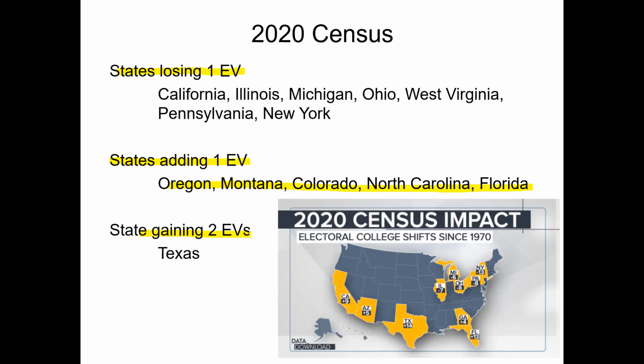And here's the shift showing since 1970. It's fairly clear that there is a population shift from the upper Midwest and Northeast down to the south. You can see the differences there: over the years, New York, since 1970, has lost 13 electoral votes, while Texas has gained 14 electoral votes.